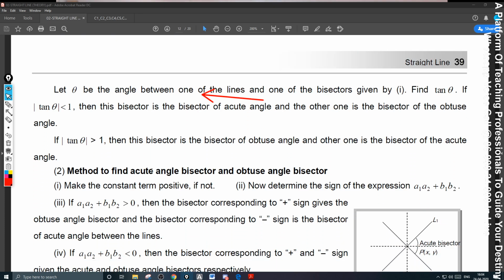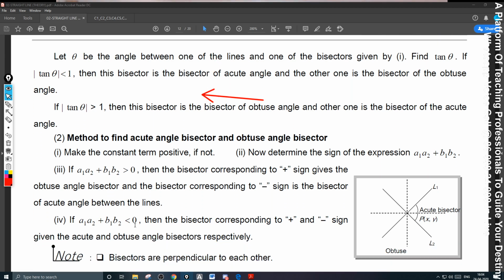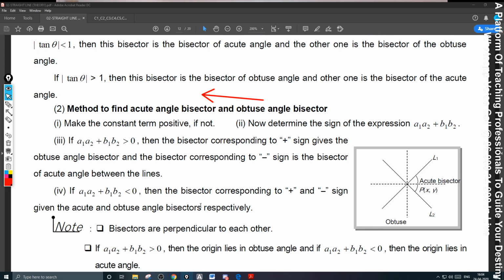Make the constant term positive if not. Determine the expression A1, A2 plus B1, B2. If A1, A2 plus B1, B2 is greater than 0, the bisector containing the plus sign gives the obtuse angle and minus gives the acute angle. If it is less than 0, plus sign gives you acute and minus sign gives you obtuse. This is what I gave as a table. Very important point, please: always the bisectors are perpendicular to each other.